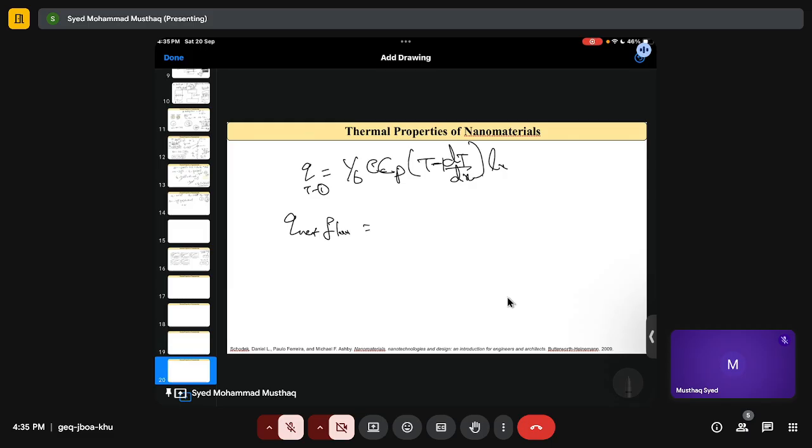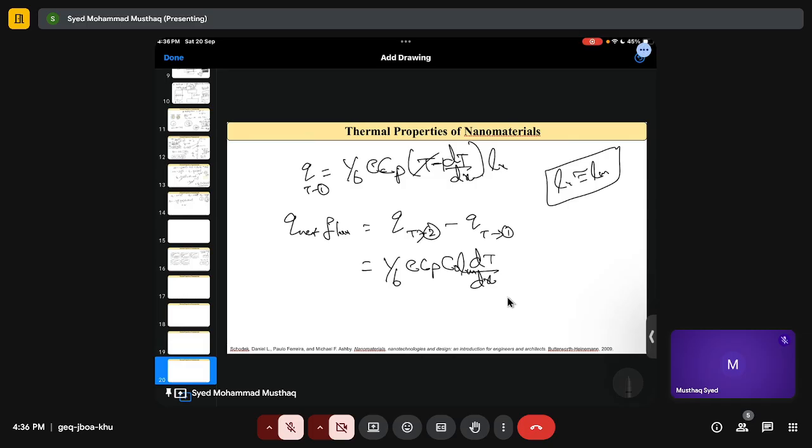Then my net flux will be equal to Q T to 2 minus Q T to 1. And that T will go cancel. So 1 by 6 rho Cp, and if you put in the velocity of the phonon here, because we are considering the velocity here also, then you will have dou T by dou x and Ln. And if you assume this Lx is approximately equal to Ln, that is the distance a phonon can move.